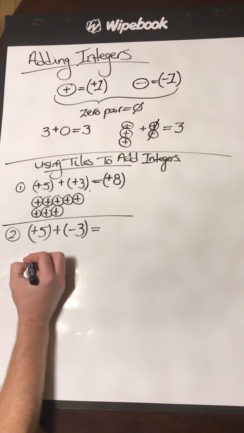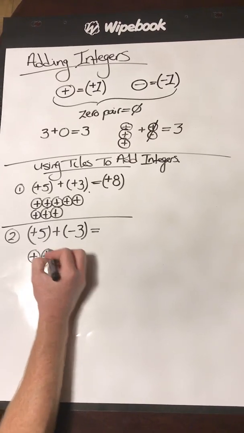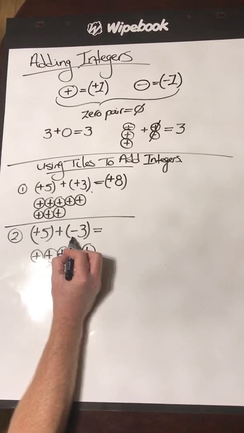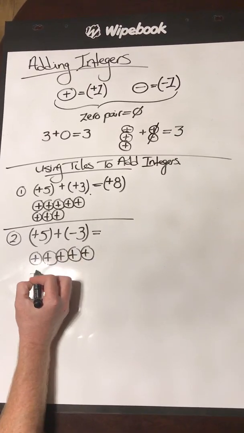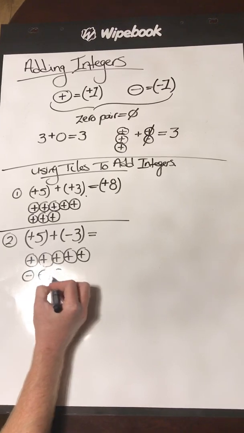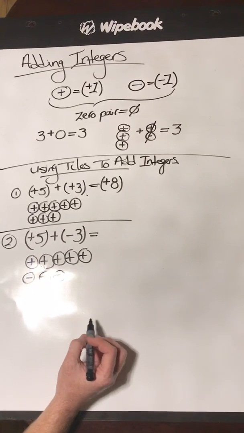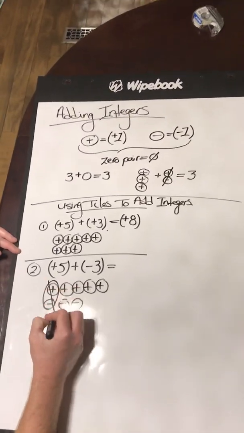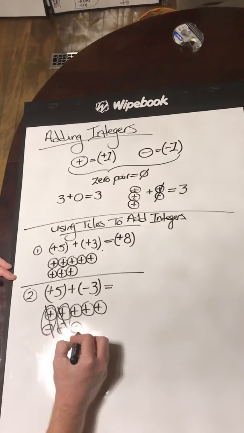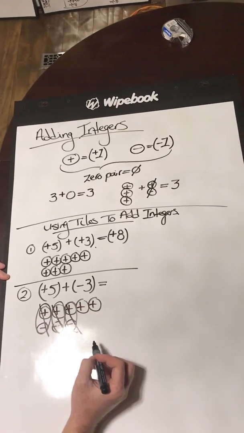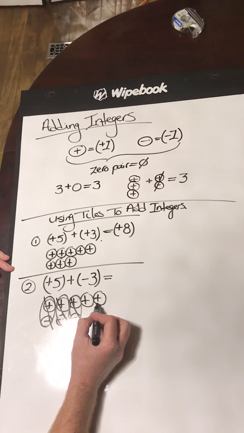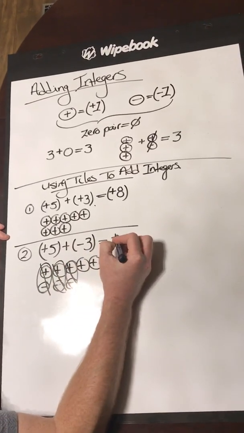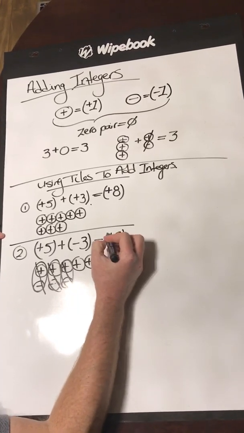Again, using tiles, I have 5 positive tiles. But this time I'm going to add 3 negative tiles. I've added those 3 negative tiles, and what do I see? I see some zero pairs: 1 zero pair, 2 zero pair, 3 zero pair. Cross those out. What am I left with? I'm left with 2 positive tiles. So positive 5 plus negative 3 is equal to positive 2.